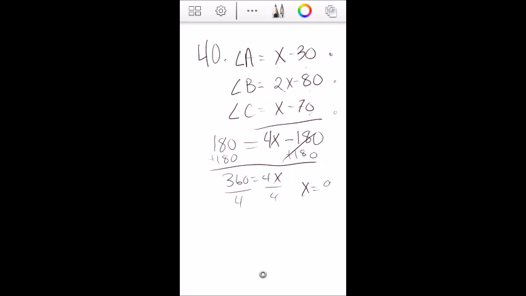So that helps me a little bit. Now we can go ahead and plug this back in. So if we plug in 90 up here, we get 90 minus 30, so we get 60 for this angle. And if I plug in 90 here, 90 times 2 is 180, and 180 minus 80 is 100. And if I plug in 90 here, 90 minus 70 is 20. So if all three sides have come out different, sorry, these are not sides, these are angles, but it still works the same. If all three angles are different, what shape must it be?